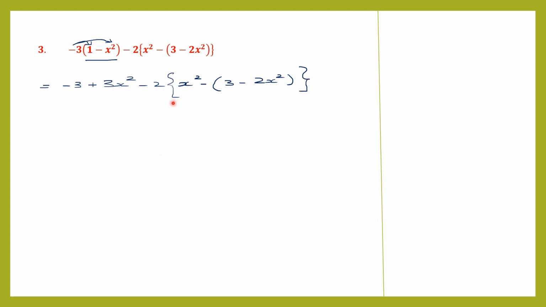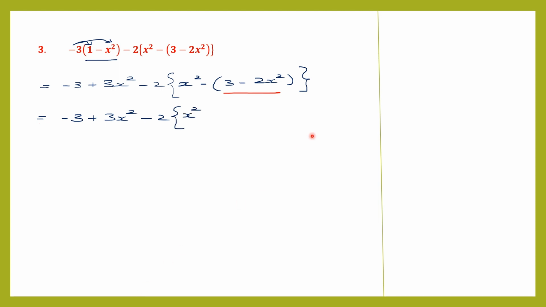Now we only have the curly brackets, so we have to simplify what's inside. We're going to work out the common brackets here. That means we have to do 3 minus 2x squared. Everything else remains as it is, so let's write that. So this is minus 3 plus 3x squared minus 2. Then we continue with the curly brackets, x squared.